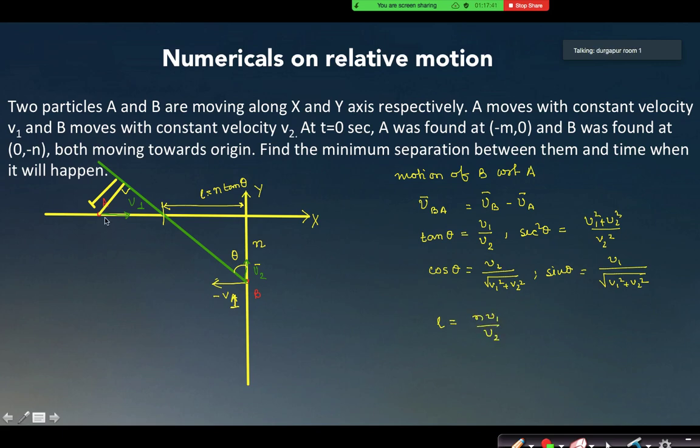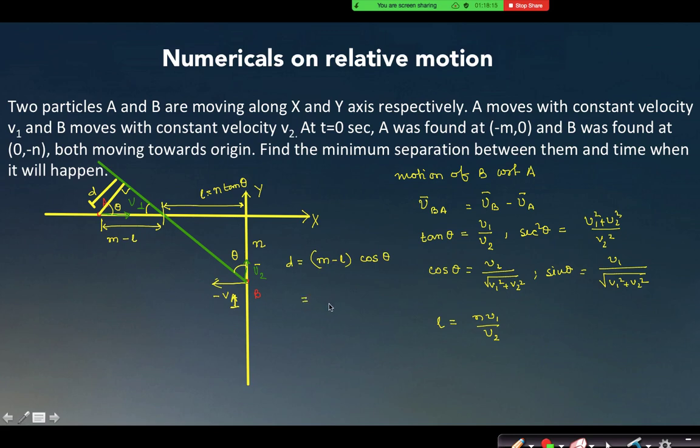Now I can find this value. If this entire distance was m, then that is m minus L. If this angle is theta, then this angle is 90 minus theta. This angle is also 90 minus theta, then this angle is also theta. So what is the minimum separation? From this triangle, d is equal to m minus L into cos theta. That should be the answer of this question.